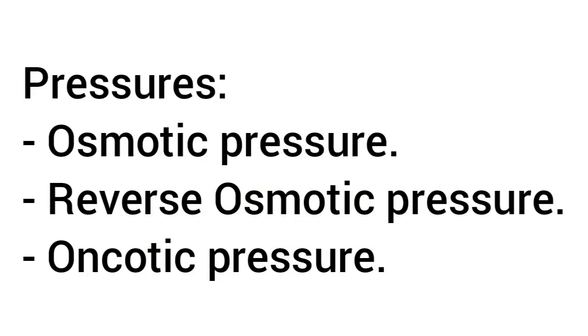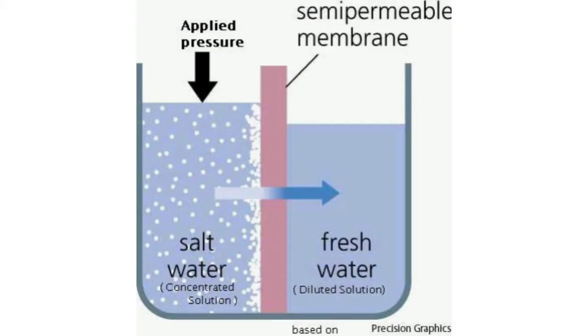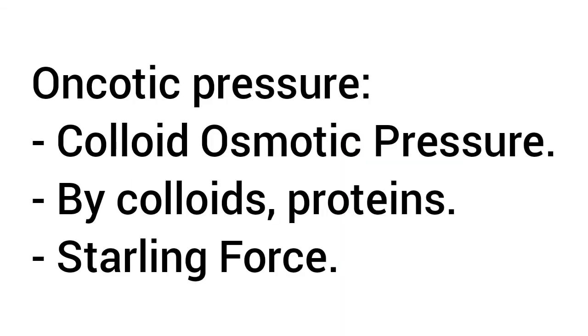You have to know about three types of pressure: osmotic pressure, reverse osmotic pressure, and oncotic pressure or colloid osmotic pressure. Osmotic pressure prevents the water entry from a hypotonic solution into a hypertonic solution, and reverse osmotic pressure ensures water movement from a hypertonic solution to a hypotonic solution. Oncotic pressure or colloid osmotic pressure is pressure exerted by the colloids like proteins.